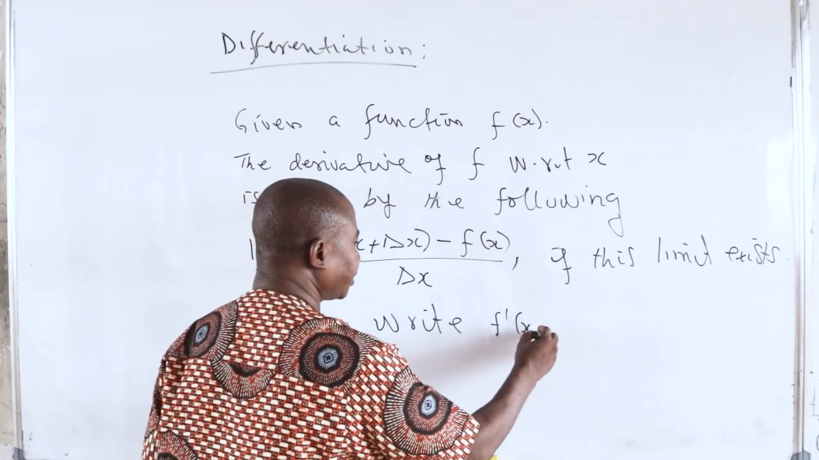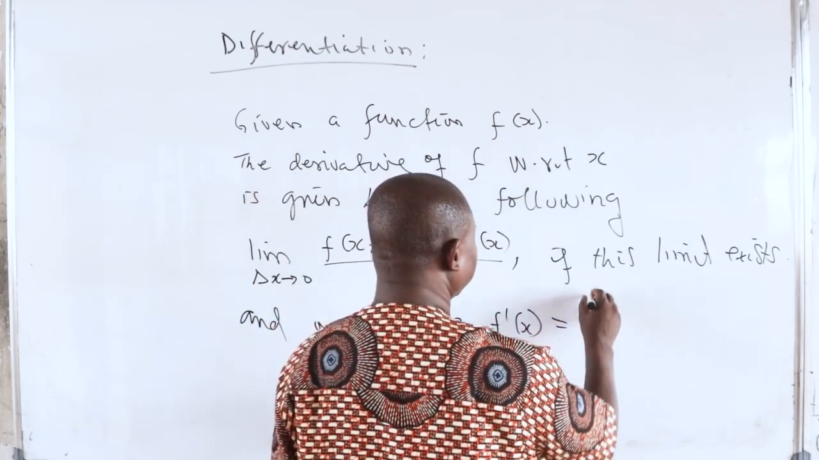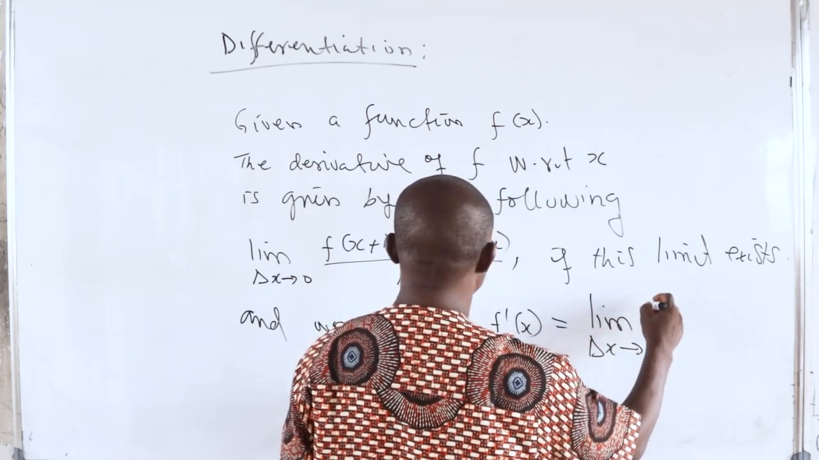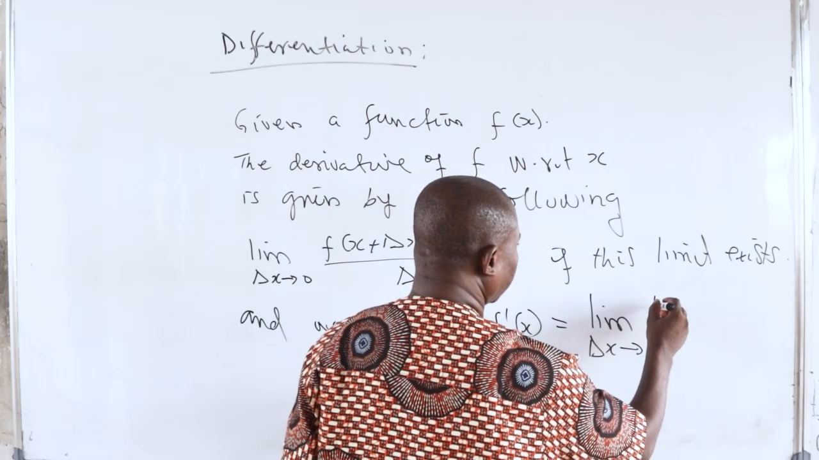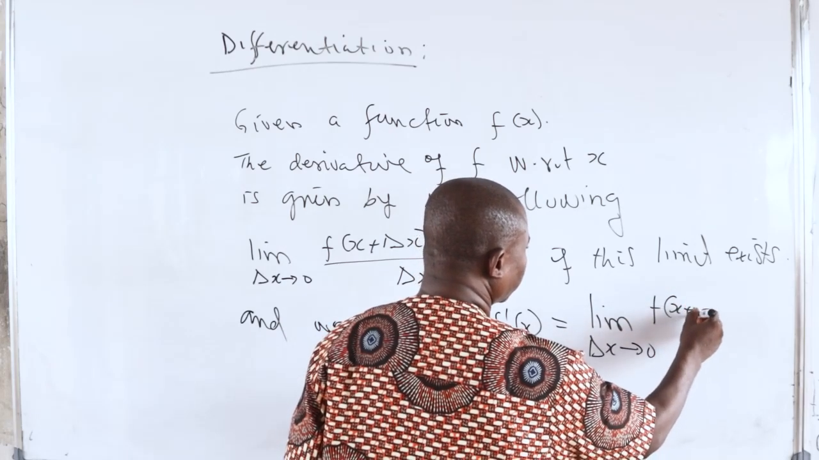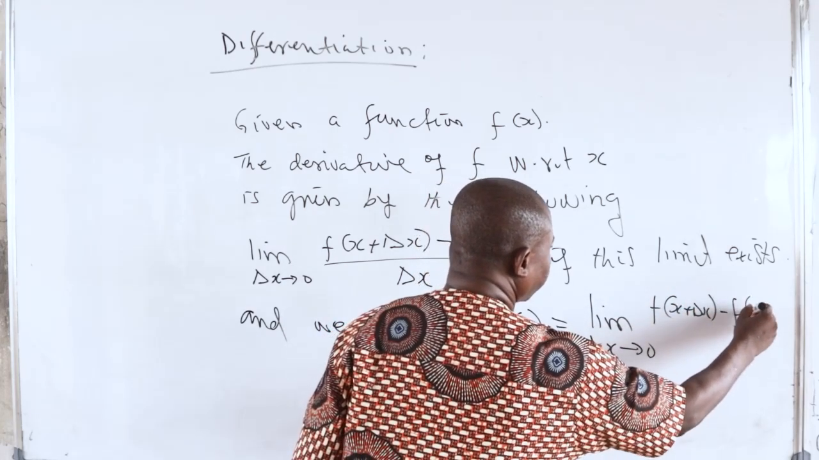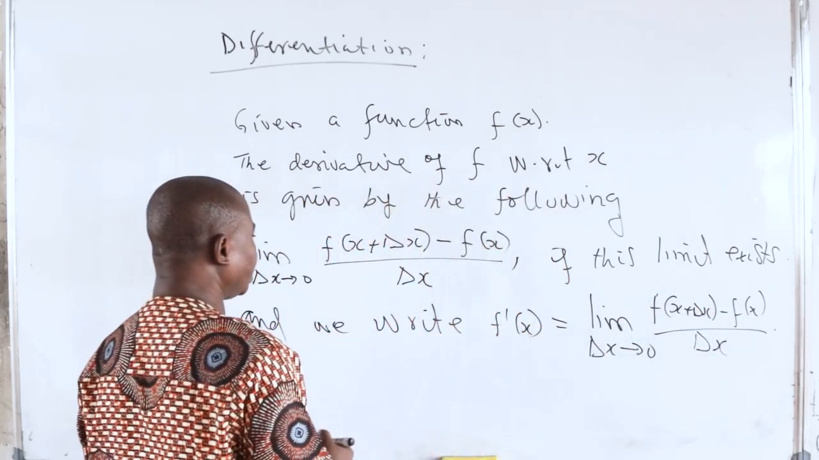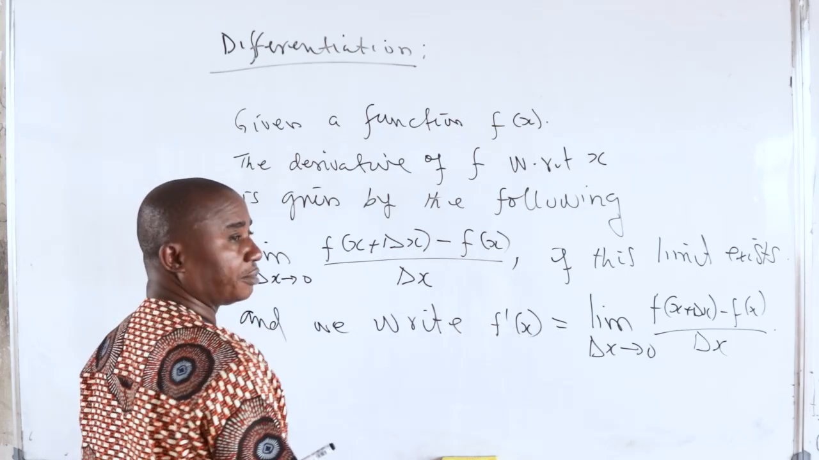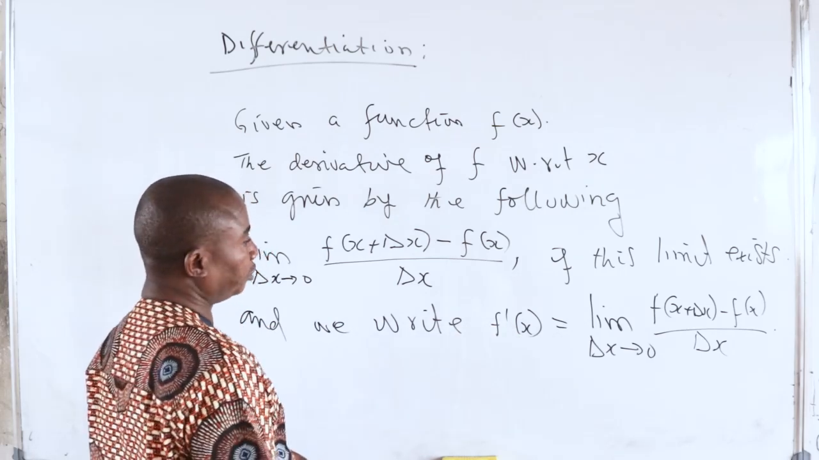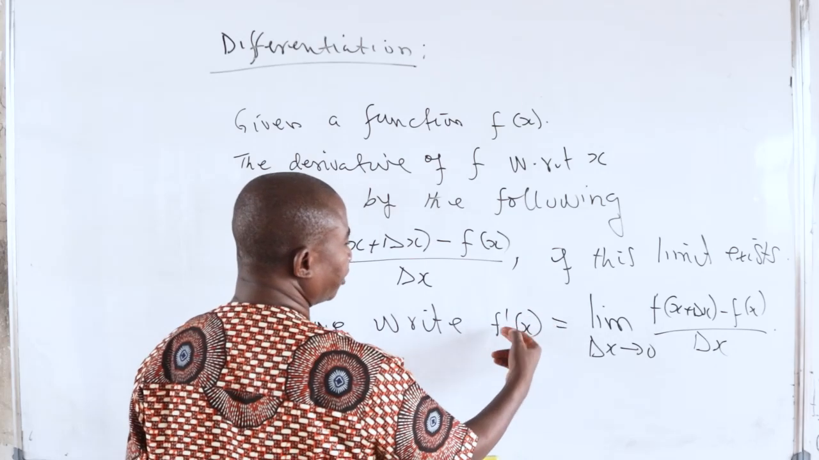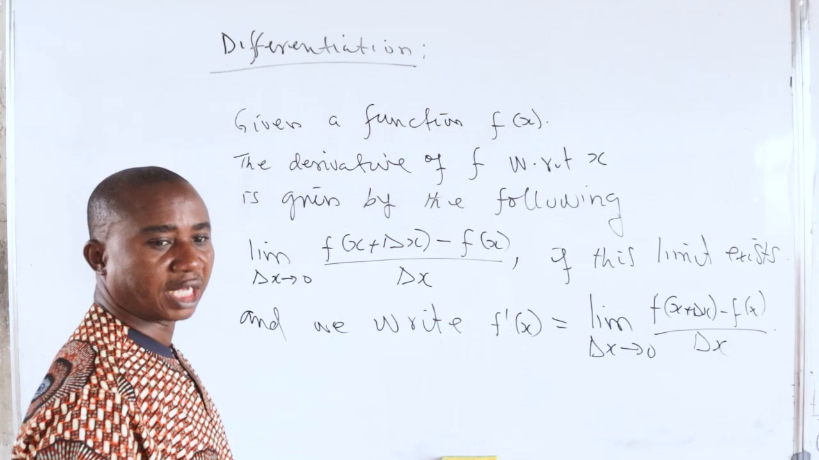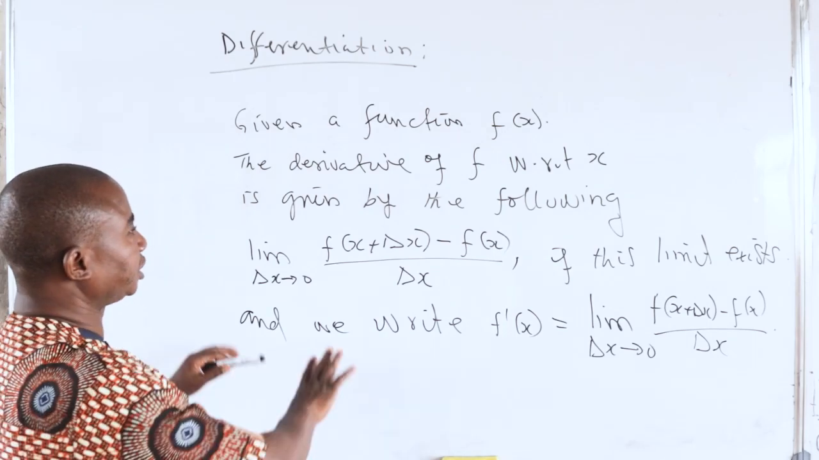f prime of x is equal to the limit as delta x tends to 0 of f at x plus change in x minus f of x, divided by change in x. So when this limit exists, we call this number f prime at x. That's precisely what I mean. But then if the limit doesn't exist, then f prime does not exist, and so we say the function is not differentiable at that point. Okay, so this is the definition.